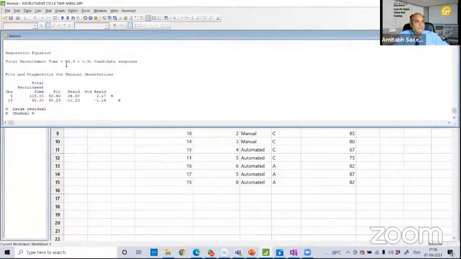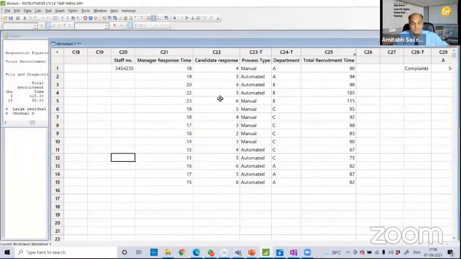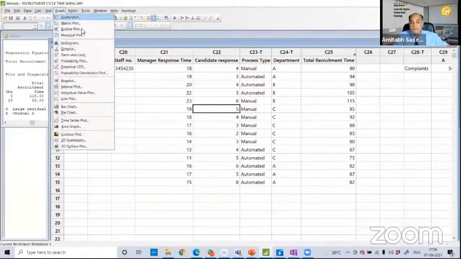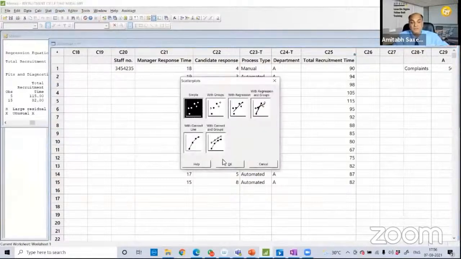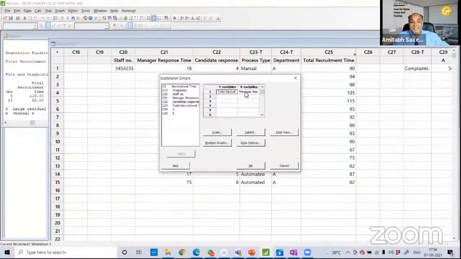It is 84 days, 85 days plus 0.9 times candidate response. Now, I'll not be able to explain this in detail, but you can get it. How about candidate response time? Is it impacting the total recruitment time? Tell me, is it impacting? Your answer would be, I don't know. Let the data prove it.